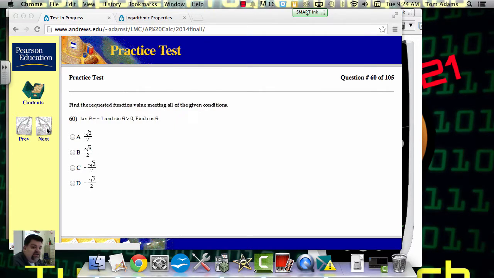Problem number 60. They gave us some requirements. They said that tangent of theta is equal to -1 and that sine of theta is greater than 0, and then they asked us to find cosine of theta.